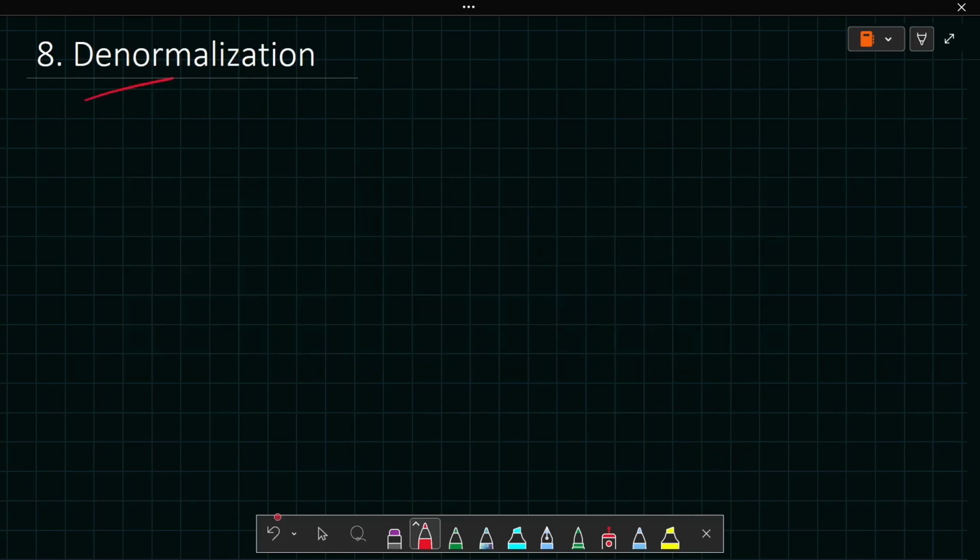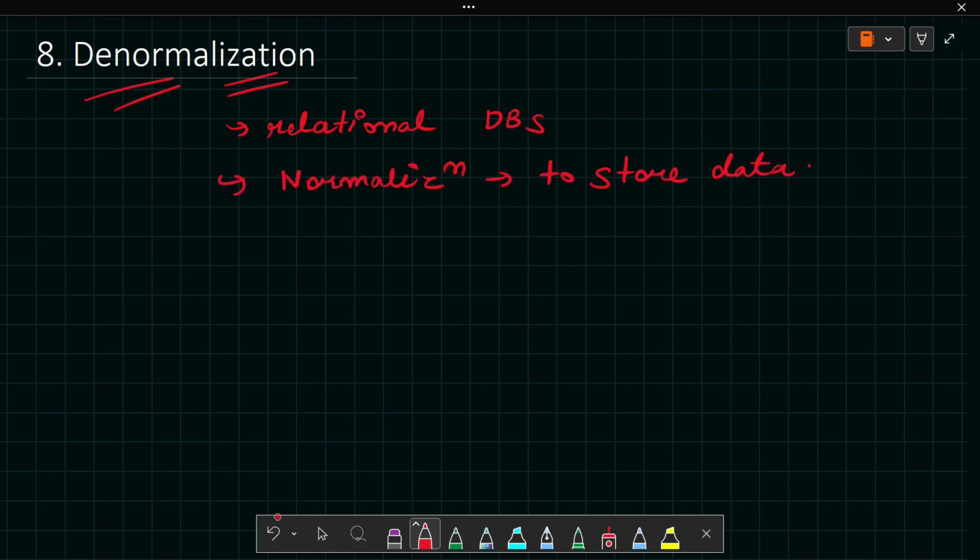Now let's move to the next topic, which is denormalization. You have used most of the relational databases. Relational databases use normalization. So what you are doing here is you are actually breaking the tables. You are just partitioning or breaking the tables.